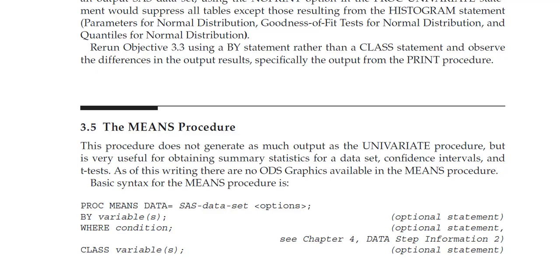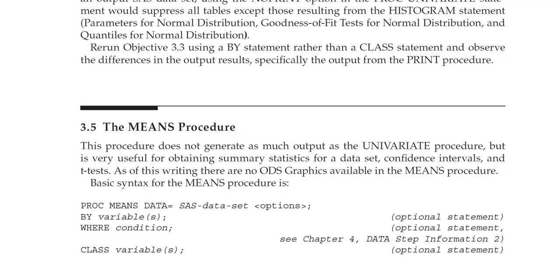In the first Chapter 3 video, we discussed the univariate procedure. And the univariate procedure produces a number of summary statistics by default for each of the variables analyzed in a selected data set. Next, we look at the means procedure. The means procedure is a little briefer in its output than the univariate procedure, and we can select specifically which statistics we wish for the means procedure to produce.